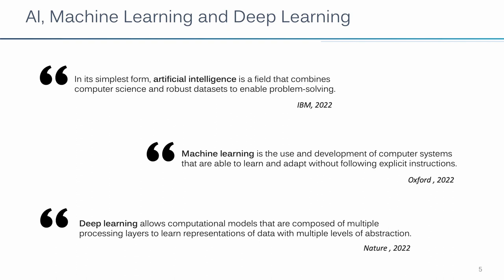For example, IBM defines artificial intelligence as a field that combines computer science and data sets for problem solving. So we have some sort of experience we learn from, that's the data set. And we have computer science methods that work on top of this data set, and then they solve a specific problem with that data set. And deep learning is then a computational model with multiple processing layers. That's where the deep comes from. And these layers give a certain level of abstraction to learn the problem.